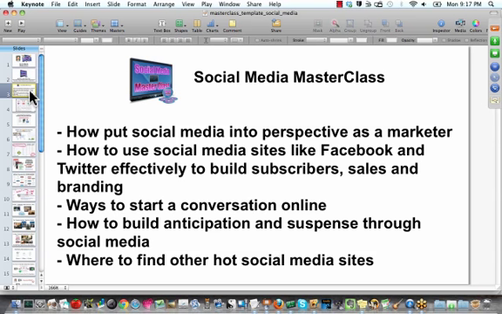It's really about people. Everything at the end of the day is about people. So we're also going to talk about how to build anticipation and suspense through social media, and I'll give you a little extra last-minute tip where you'd be surprised where to find some other hot social media sites.